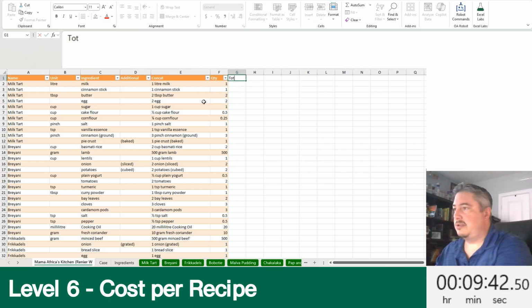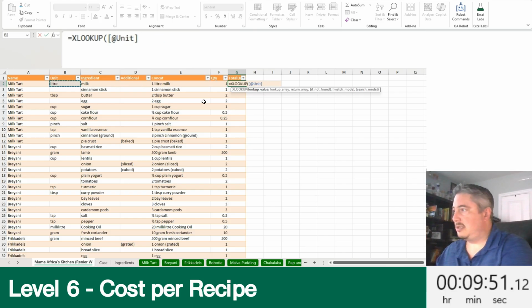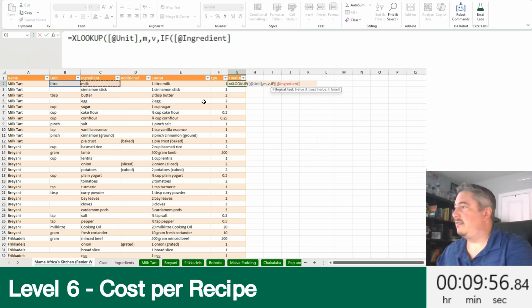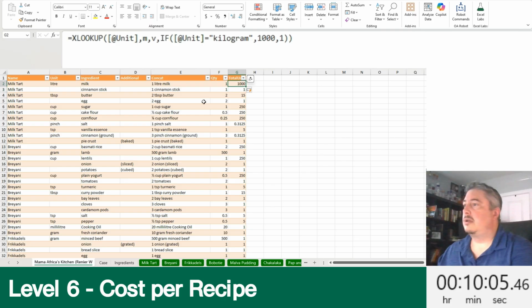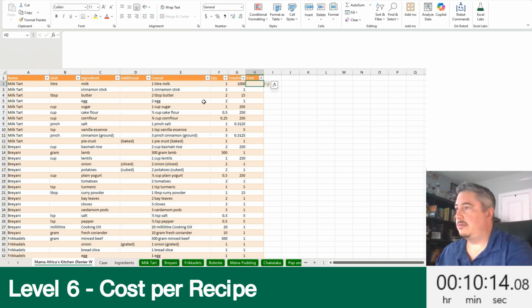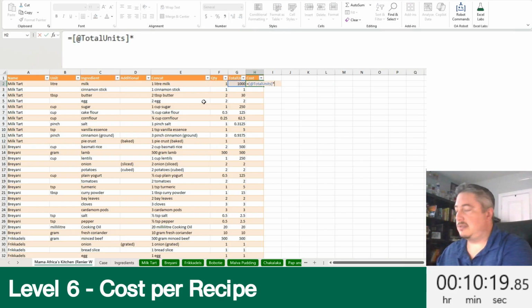And so total units, the lowest unit possible, we're going to say equals XLOOKUP unit to measures to values. If not, if the unit equals kilogram, then 1,000, otherwise 1. So that's total units. And then cost is going to be total units times look up the price of the ingredients.